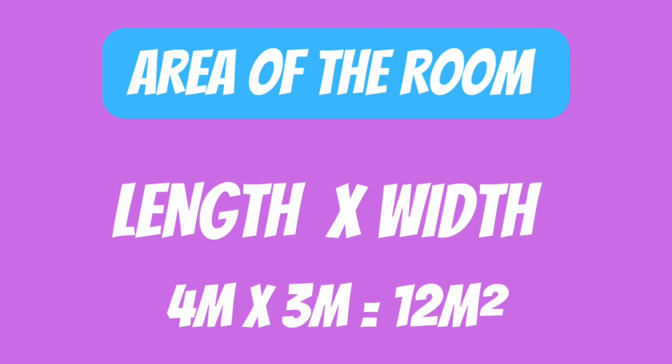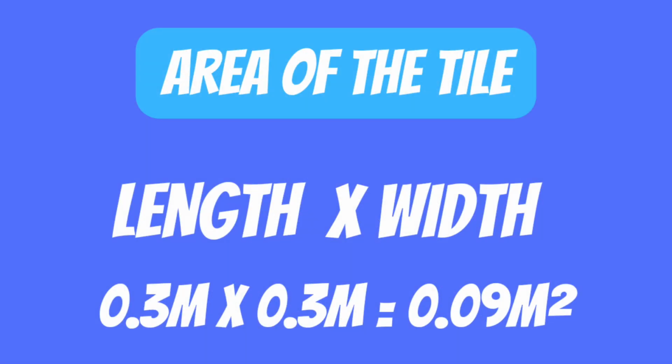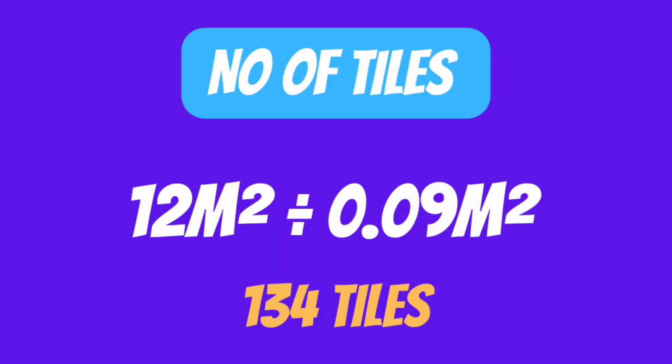To find out how many tiles you need, first calculate the area of one tile. A 30 by 30 centimeter tile is 0.09 square meters. Now, divide the total area of the room by the area of one tile. For our 12 square meter room, we will need about 134 tiles.